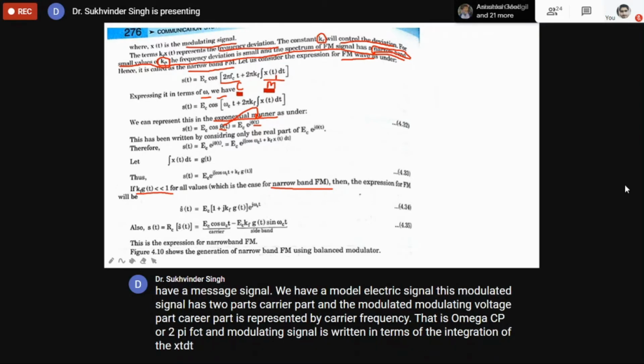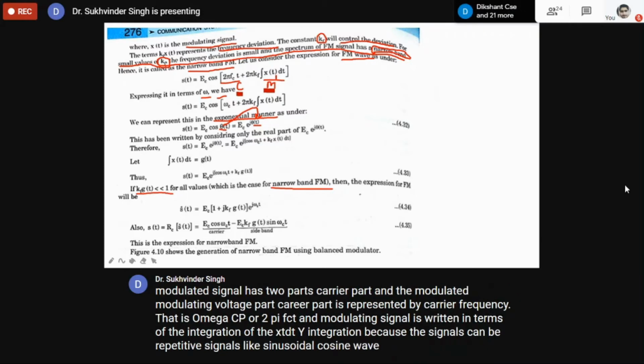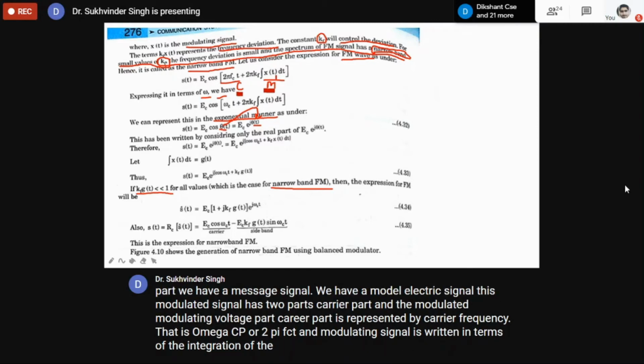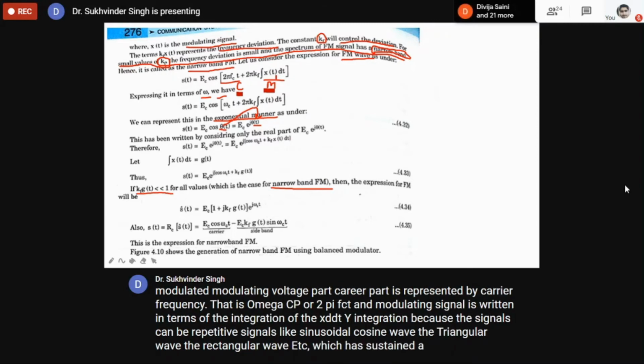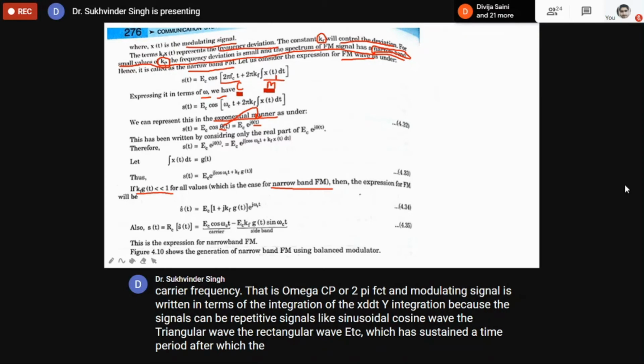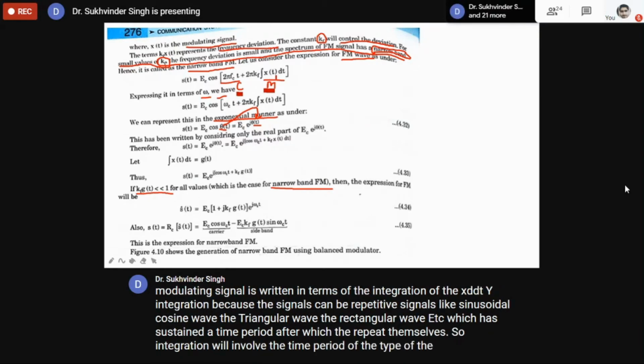Why integration? Because the signals can be repetitive signals like sinusoidal, cosine wave, the triangular wave, the rectangular wave, etc., which have a certain time period after which they repeat themselves. So integration will involve the time period of the type of the signal.